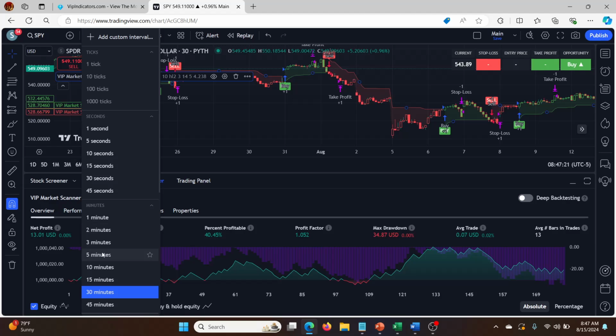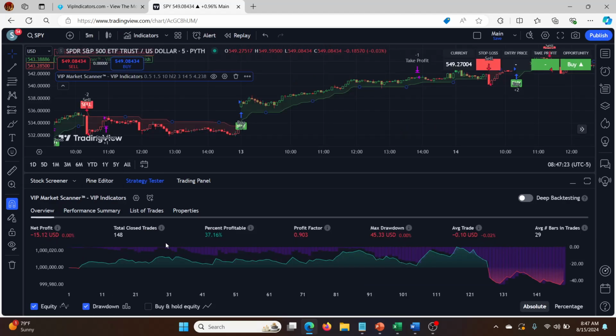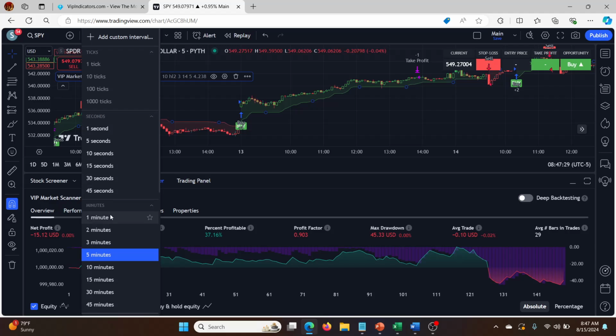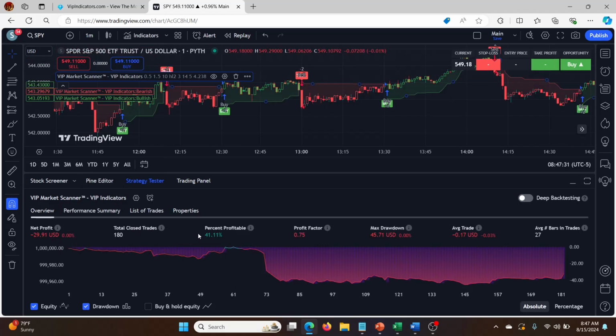If we drop to the shorter time frames, because maybe it works better in the short time frames, 37% profitable and less than 1 profit factor. So again, unprofitable strategy. 1 minute, again, 41% profitable and even lower profit factor. You can see we're in the red here quite a lot.